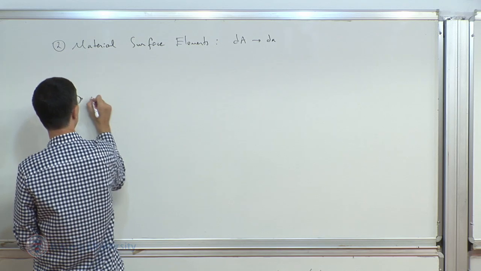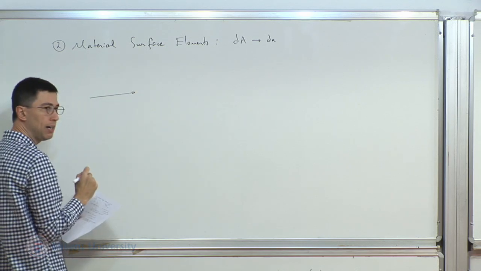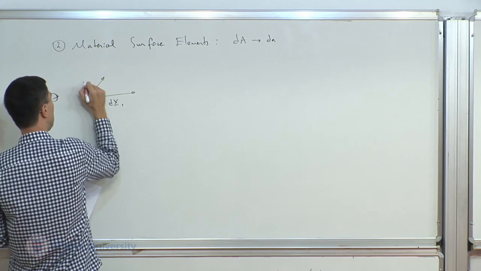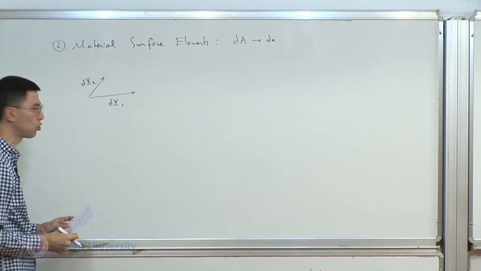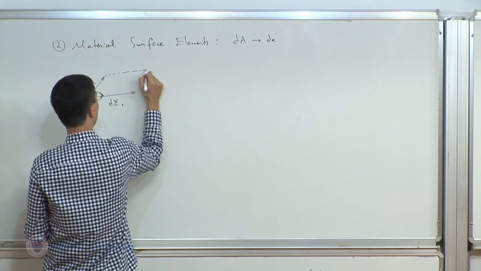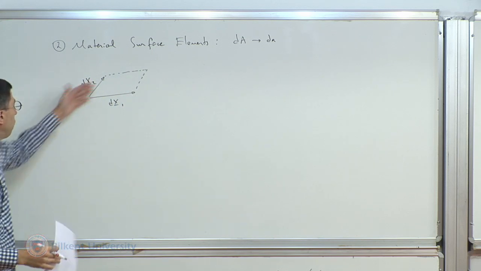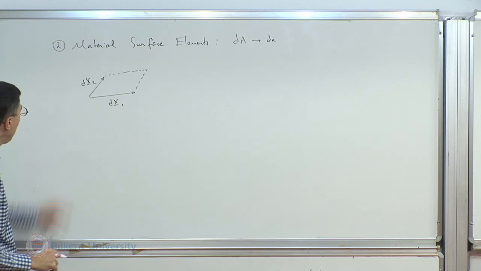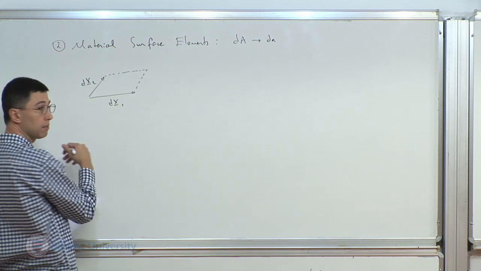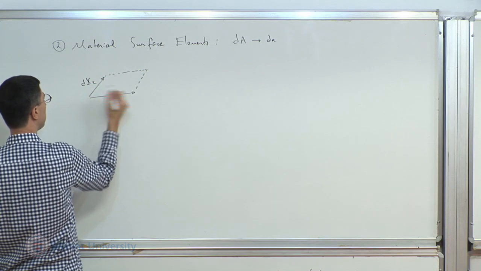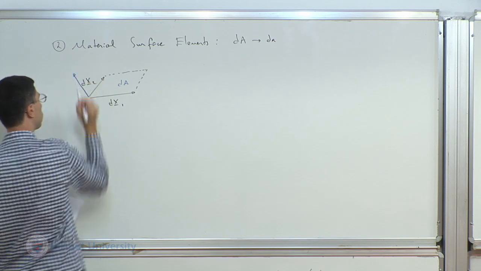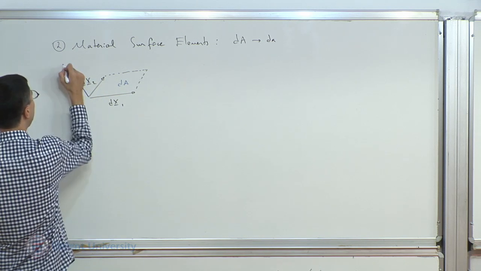I want to construct a material surface element of infinitesimal size. And a simple way to do that is to define that area by two infinitesimal material line elements. Let's call them d capital X1 and d capital X2. They don't have to be perpendicular to each other, but due to the fact that I have two of them, I define a parallelogram. Now what I'd like to do is calculate the area of this infinitesimal area element. So that's going to be d capital A. And of course, there is a natural normal associated with this area, and that would be capital N.